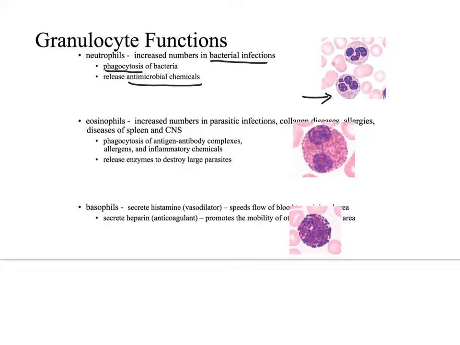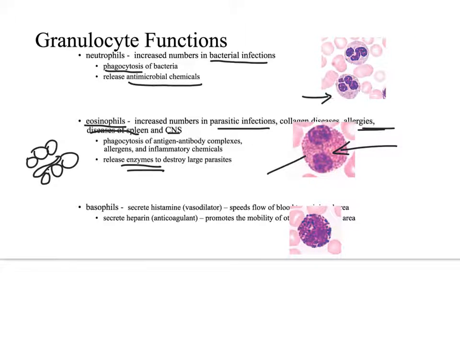Okay, eosinophils. The background looks pinkish orange. They go up if you have a parasite, some collagen diseases, allergies, or diseases of the spleen and central nervous system. They release enzymes to destroy big parasites. If you had a worm, these cells would surround the worm and release enzymes to break it down.